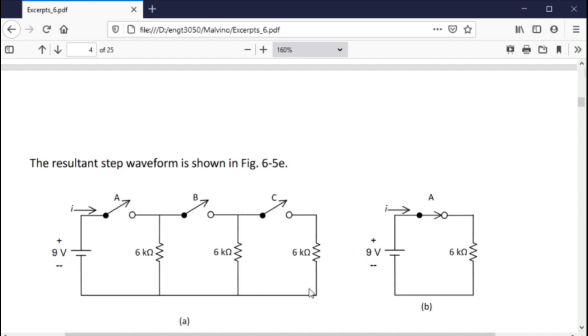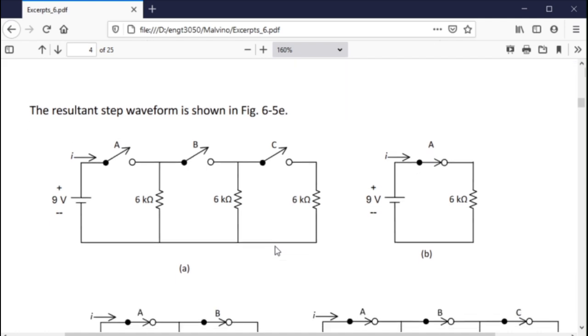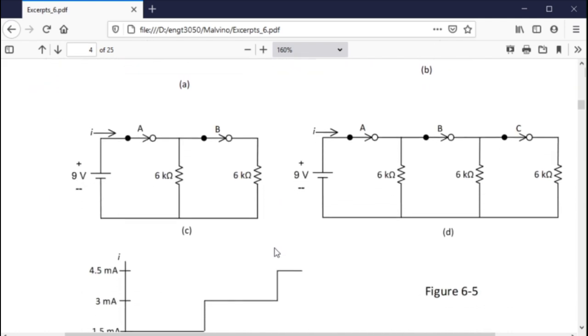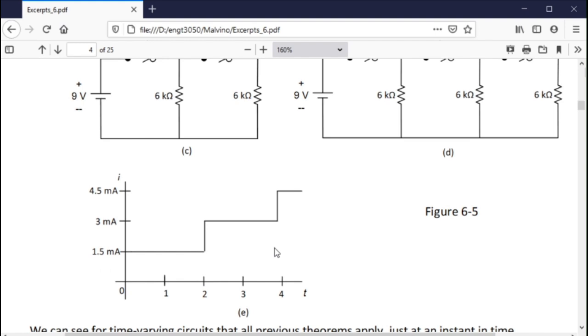So now we've got another lower resistance because the 3 are in parallel. So we drop to 2K, and then we've got 9 divided by 2K, or 4.5 milliamps. So now we can graph this. We can actually graph the current at each of these steps.